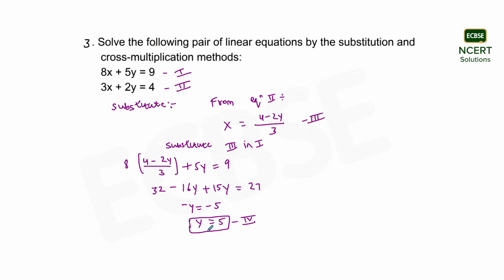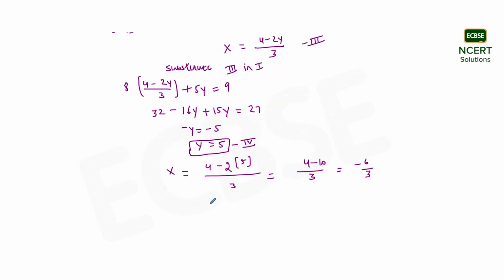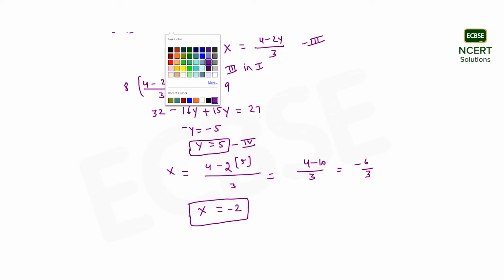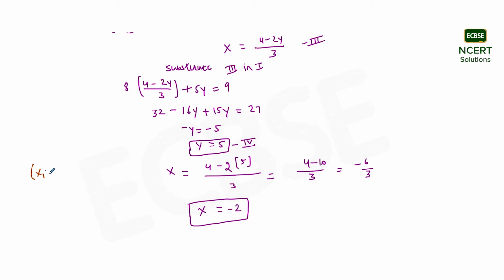Now substitute this value of y in the third linear equation. So it will be (4 minus 5 into 5) divided by 3. Simplified, it will be (4 minus 10) divided by 3, which is equal to minus 6 by 3. From here, x comes out to be equal to minus 2. So by the substitution method, we have obtained the values of both x and y. That is, x comma y comes out to be equal to minus 2 comma 5.